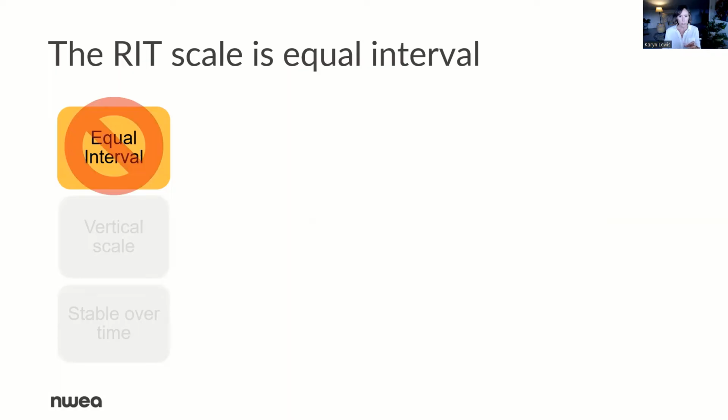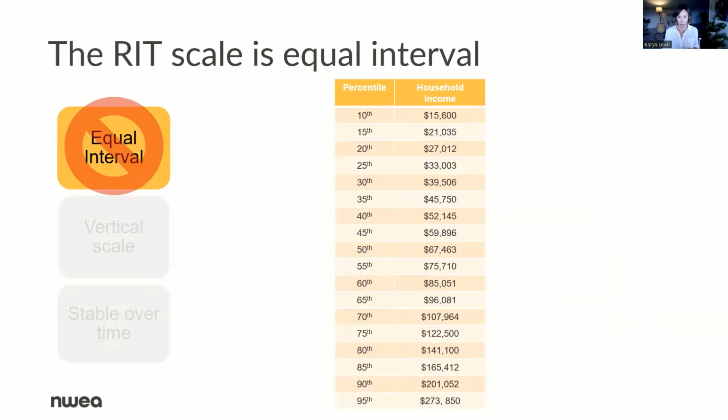It's useful to consider a counterexample of what it means to be an unequal interval scale and why that leads to problems. As an example of this, let's look to percentiles, which is a prime example of a non-equal interval scale. The table I'm showing you here plots household income percentiles and the associated annual income. A 5 percentile point difference has a very different meaning depending on whether you're at the low end of the spectrum or the high end.